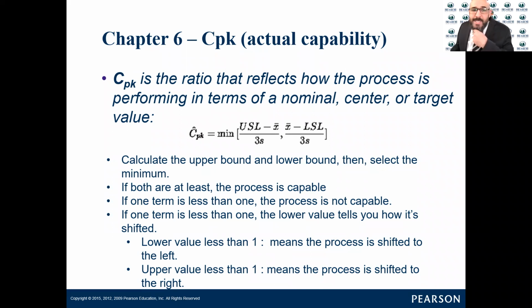If one term is less than 1, the process is not capable. If one term is less than 1, the lower value tells you how it's shifted.